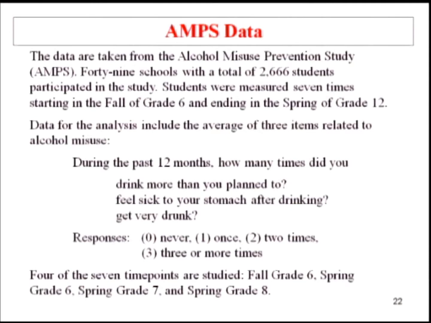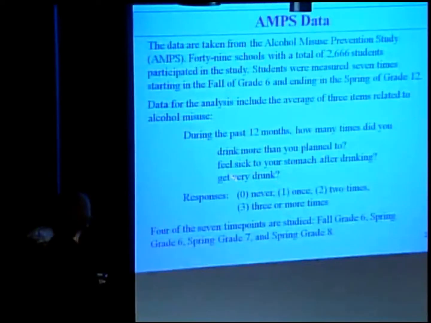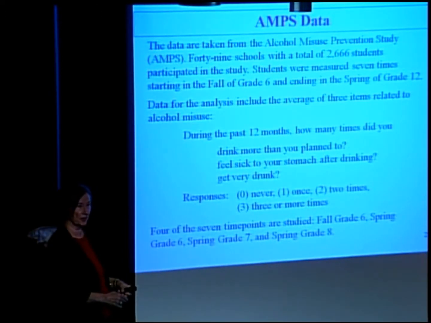The items are, during the past 12 months, how many times did you drink more than you planned to, feel sick to your stomach after drinking, get very drunk? And then we take the average of those 3 items is what we'll be looking at. And we'll be looking at 4 time points: fall grade 6, spring grade 6, spring grade 7, spring grade 8. And after yesterday, you should think non-equidistant time points. So that gives you your clue for your time scores there.